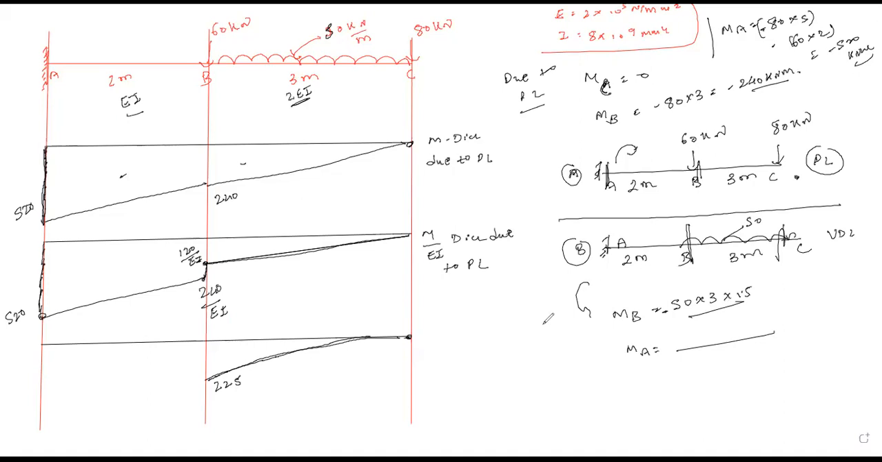Let me calculate. 15 into 3 is the point load. Multiply by the distance, this is 1.5 plus 2, which is 3.5. Yes or no? Please confirm. 15 into 3 into 3.5. That value is 525, which is the right answer. 345 is the wrong answer.